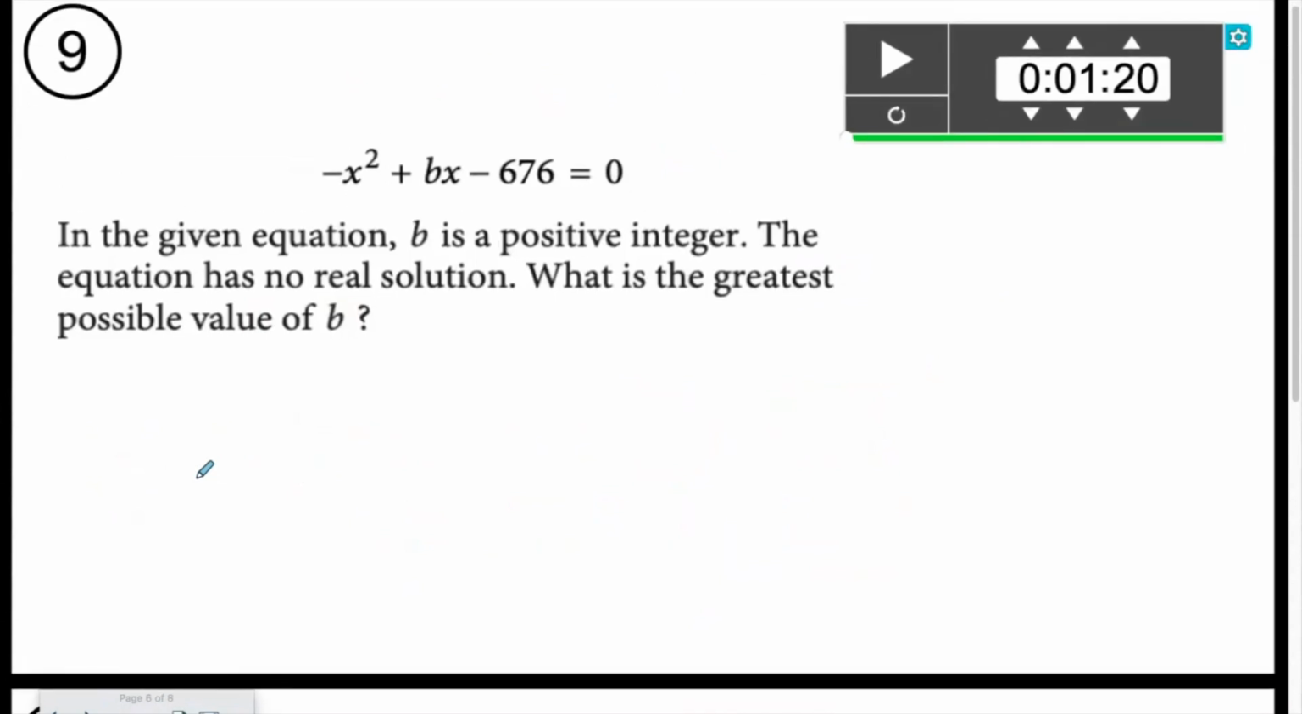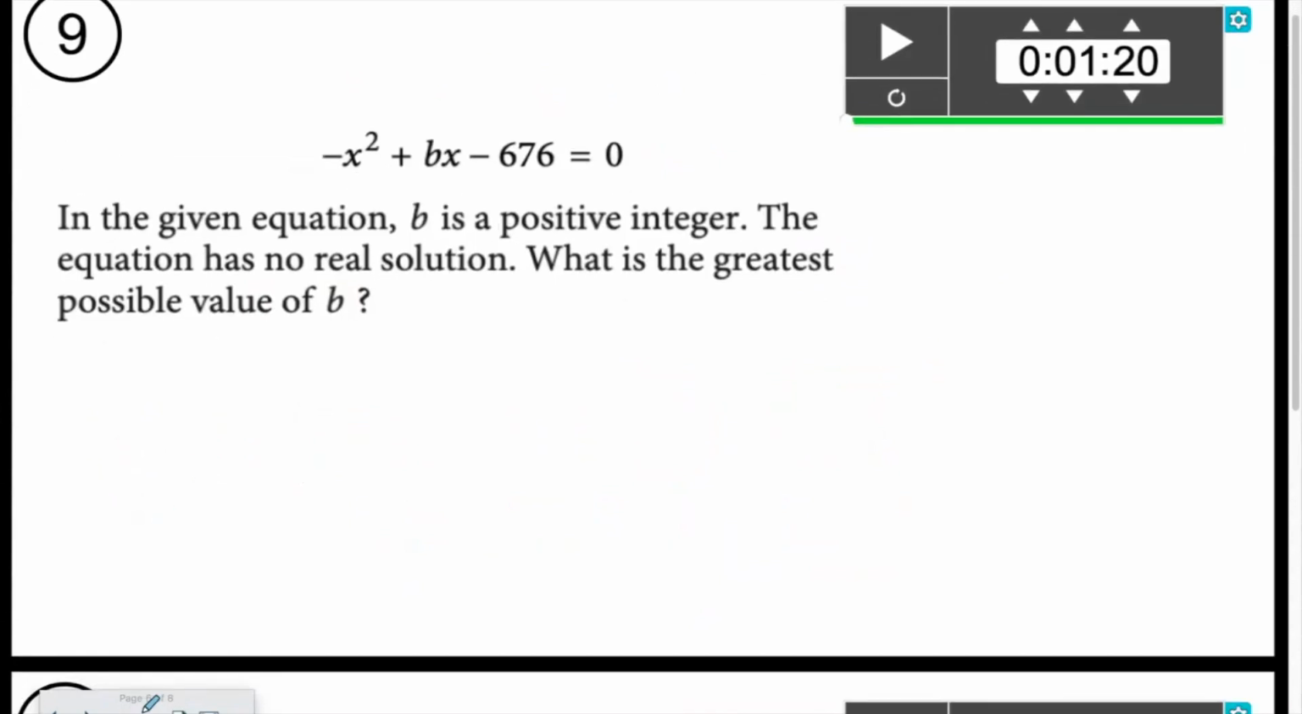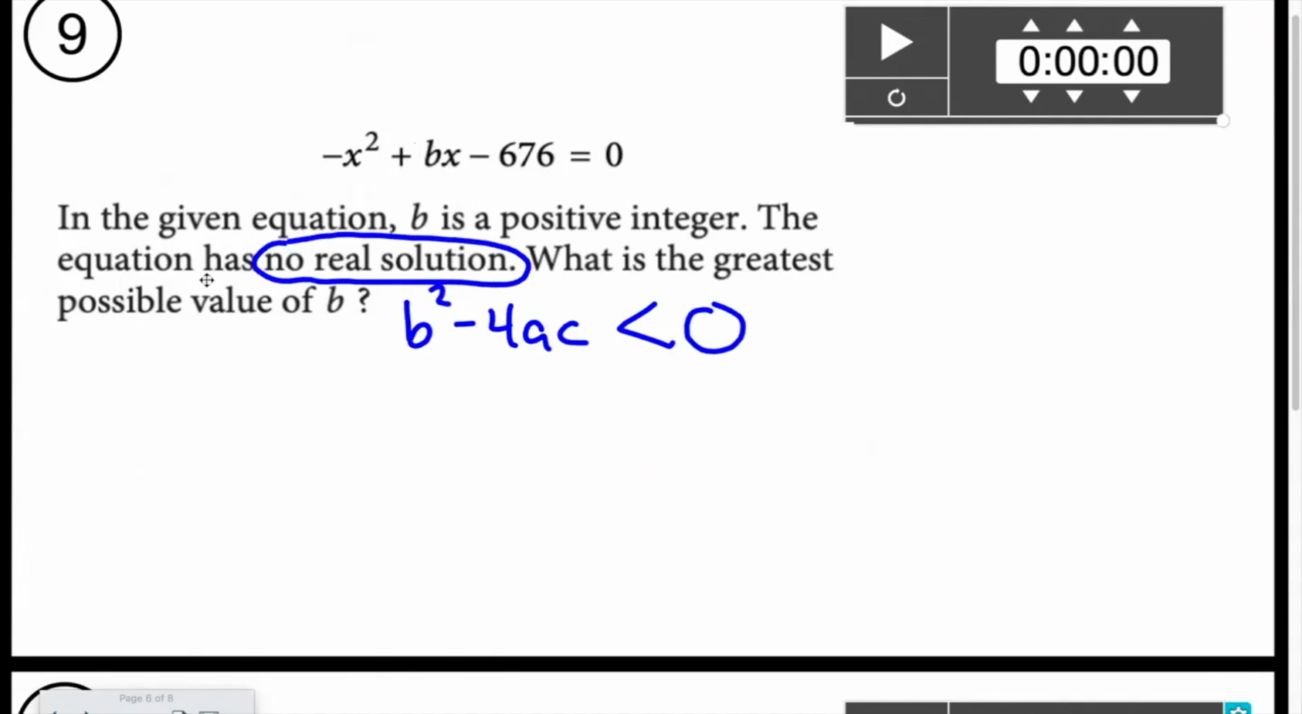And here's kind of an example of that. So try number 9. Okay, so if we were to use Desmos, we would throw this in, but we'd have to mess with it to find the largest value of B such that there would be no x-intercept. So rather than messing with that, I'd rather just jump right to the discriminant. Based off what we talked about before, B squared minus 4AC has to be less than 0 in order for there to be no real solution.